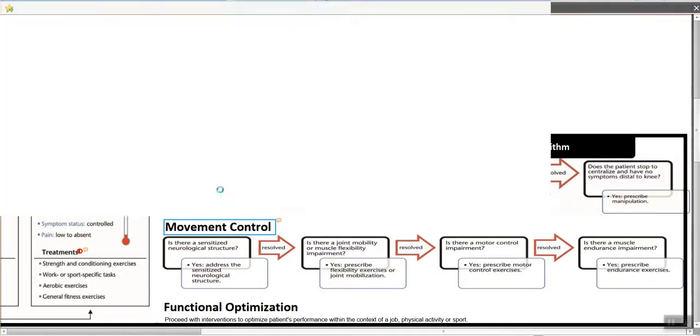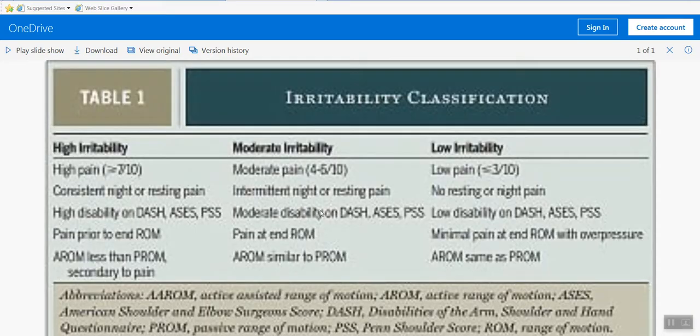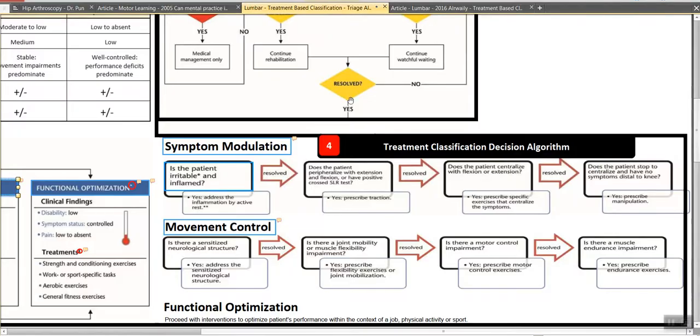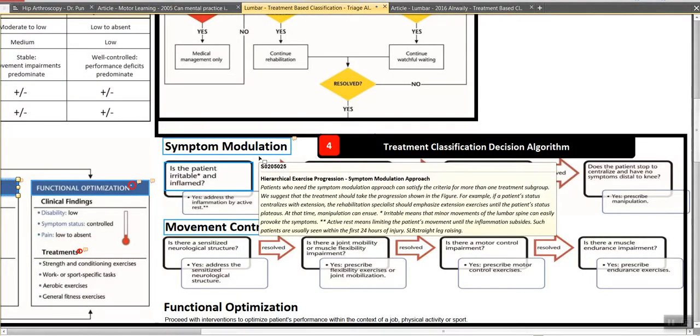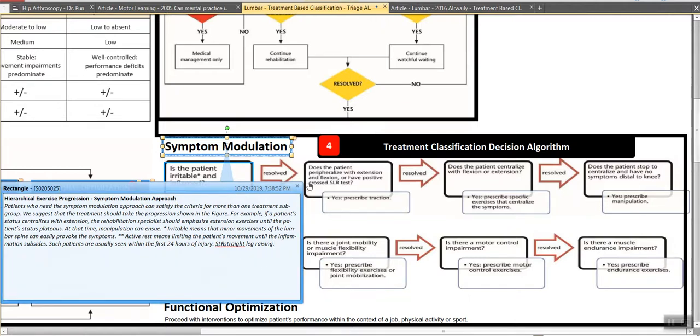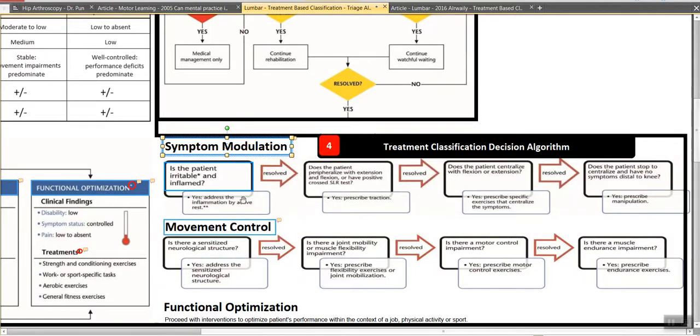Again, if you click on these things, they will open up an additional hyperlink. This is the same one that you saw before that further reminds you what irritability can be classified as, or the factors that can help to classify the patient as low, moderate, or high irritability. Okay, symptom modulation, again, this is copied and pasted directly from the article. So if you click on it or simply hover over it, it will also give you the information that you need. As the person progresses through the rehab tree, they'll eventually hit the movement control if things go as planned.